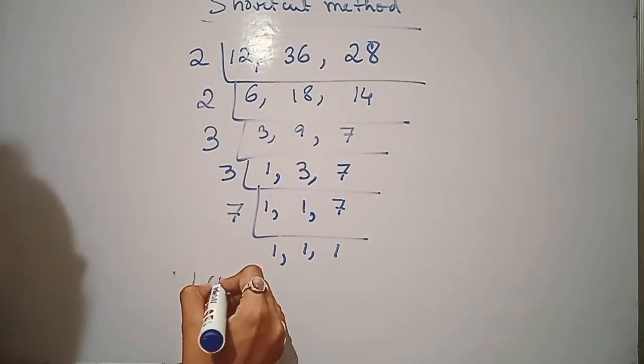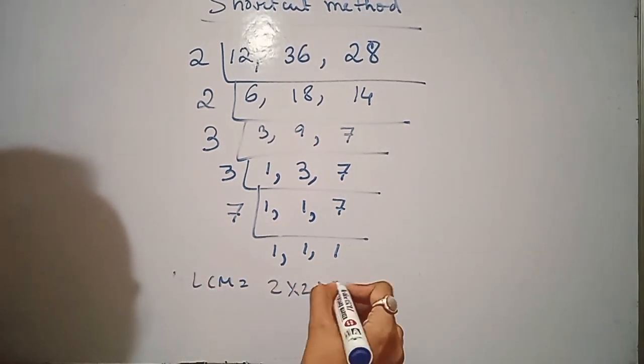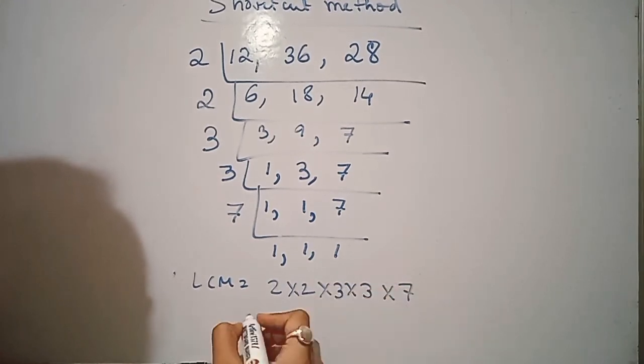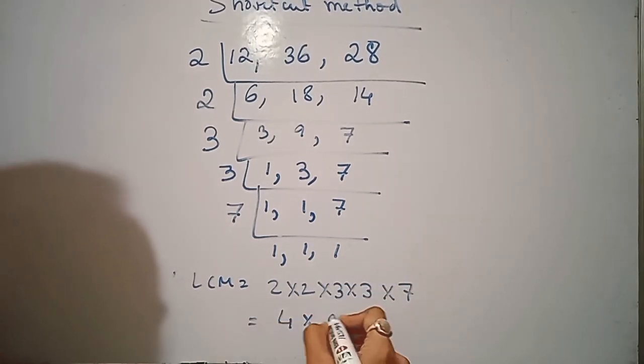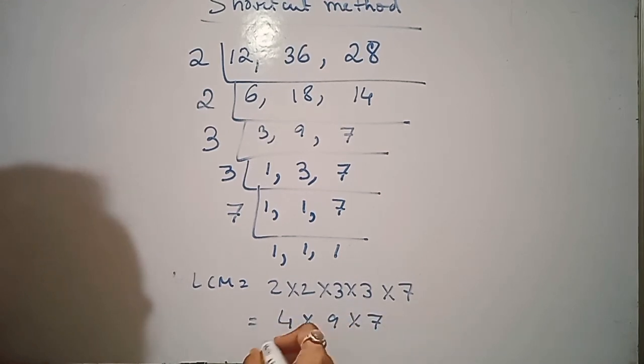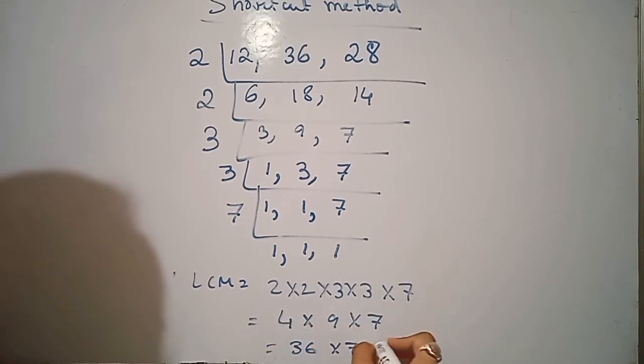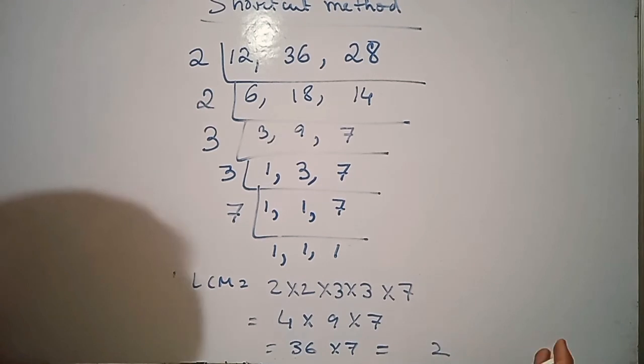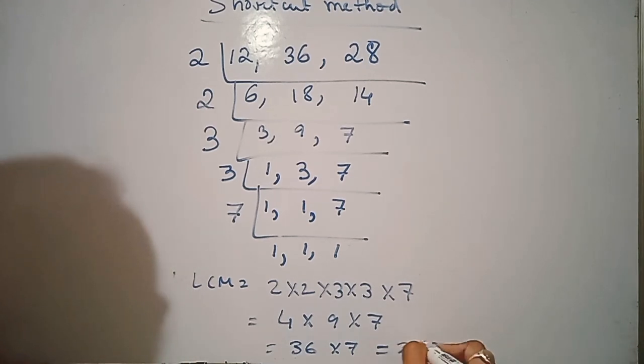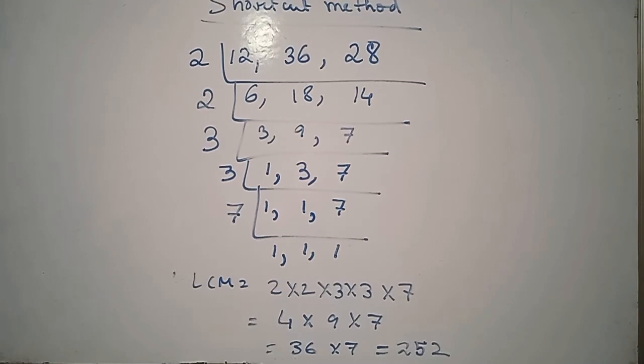So my LCM will be 2 into 2 into 3 into 3 into 7. 2 into 2 is 4, 3 into 3 is 9, 4 into 9 is 36, 36 into 7. My answer is 252. 36 into 7 will be 252, because 6 sevens are 42, so I am writing 2 and carrying 4. 7 into 3 is 21, 21 plus 4 is 25. So my answer is 252.